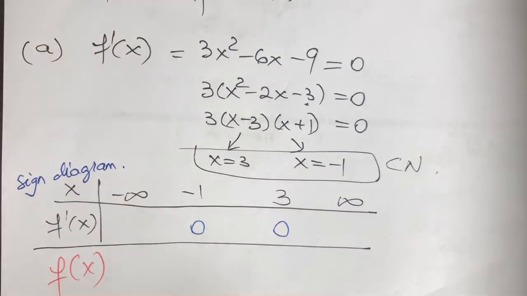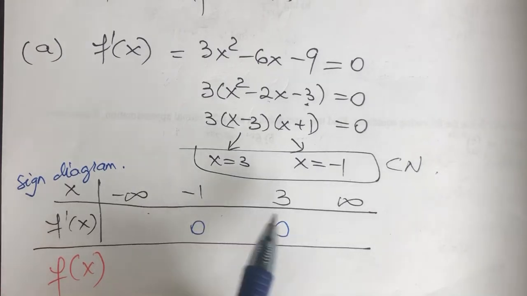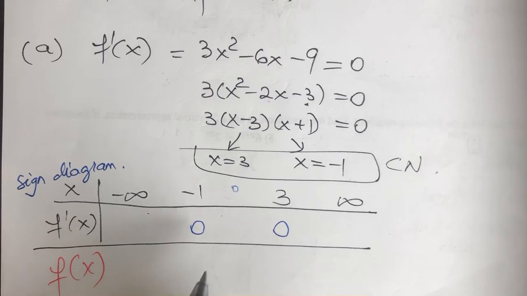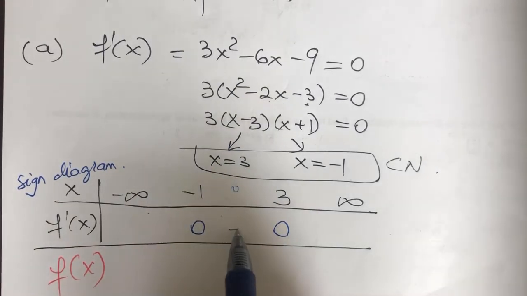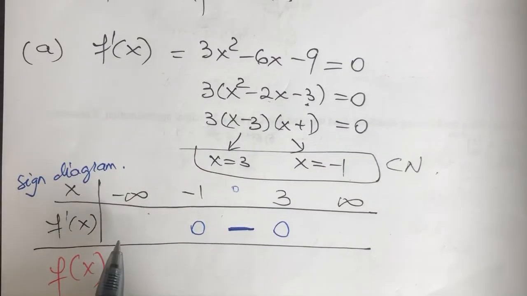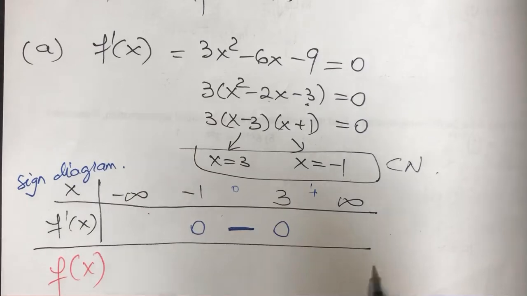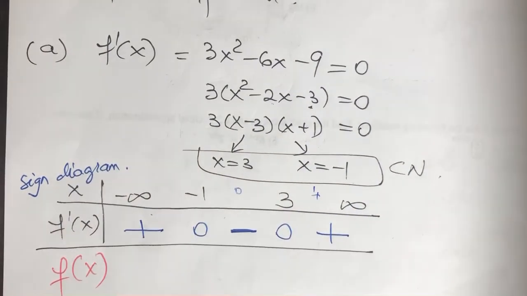So all you have to do is pick a test point in between these values. If I pick, let's say, a 0, which is in between -1 and 3, and plug it into the first derivative, you see that you get a negative. Then you can plug in a 4 if you want, and you get a positive value. The same thing, this side here is going to be a positive. Good. So what does that mean for the function itself?